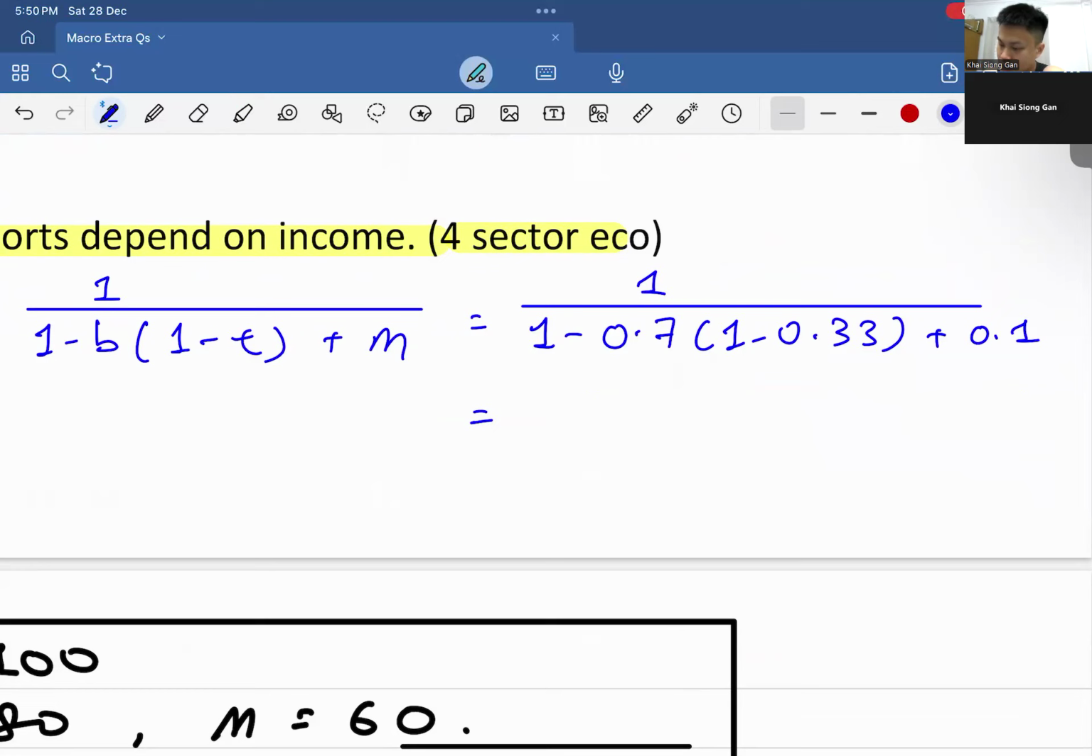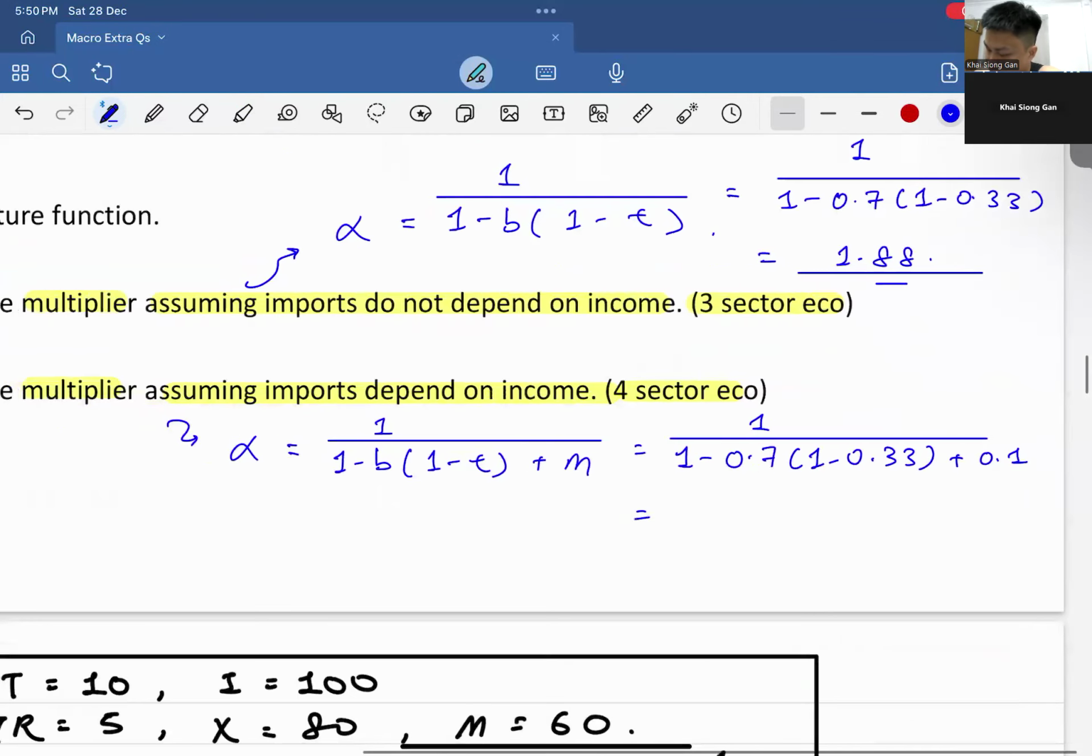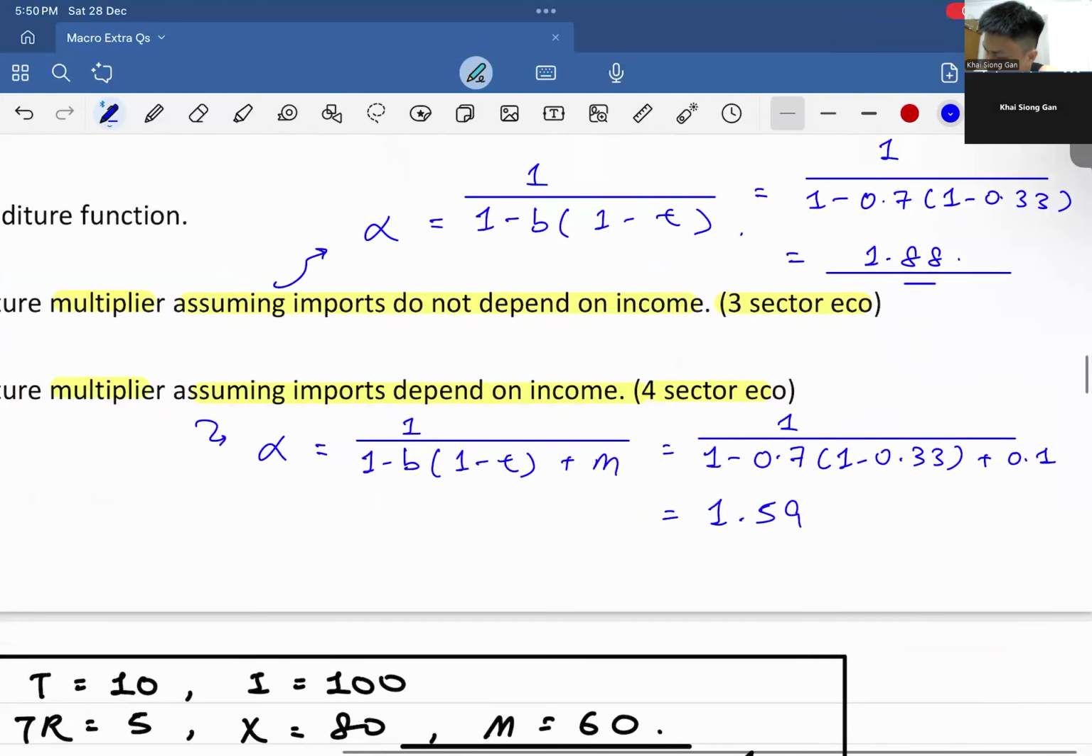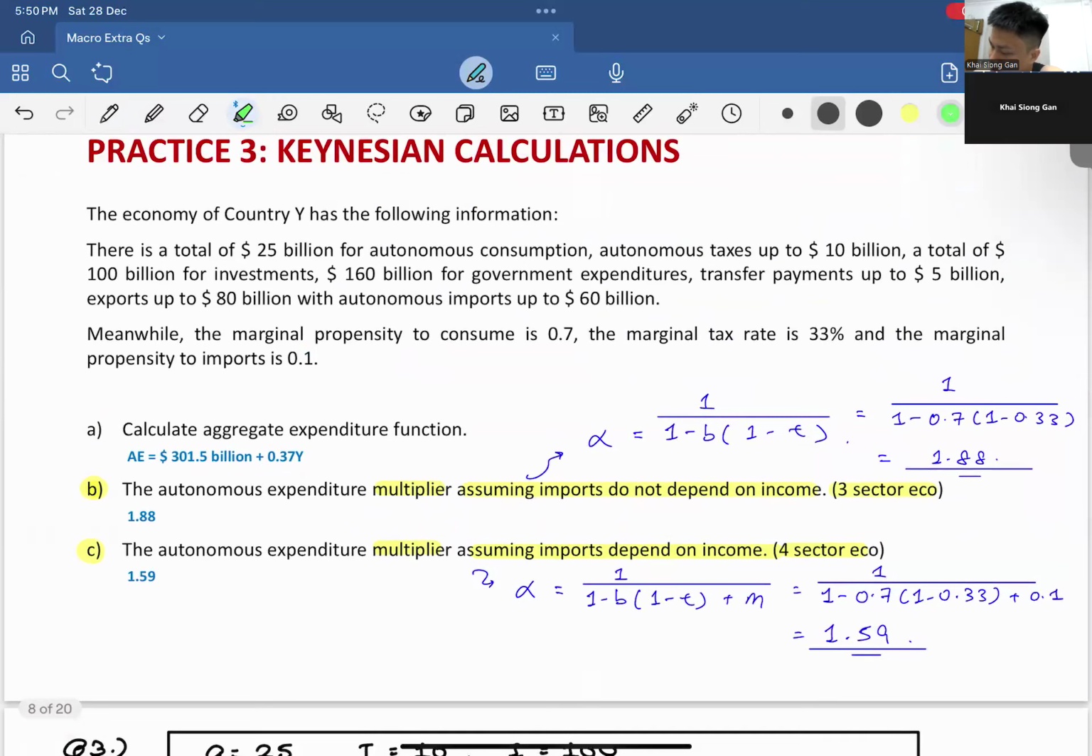Okay, so 1.59. Okay, yeah, 1.59. So what can you observe over here from these two values? Do you realize one thing? When imports are included, from 3 sector to 4 sector, what happens to the value of the multiplier? It falls. The value of the multiplier falls.